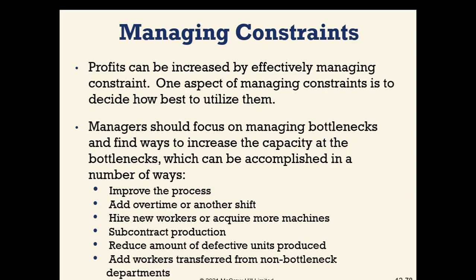By improving the process, by adding overtime or another shift, by hiring new workers or acquiring more machines, by subcontracting production, by reducing the amount of defective units produced by increasing quality standards, or by adding workers transferred from non-bottleneck departments into the area where the bottleneck is occurring. So a bottleneck refers to where, in the production process, production is slowed because that specific area can only produce so many units or process so many units at a specific rate.